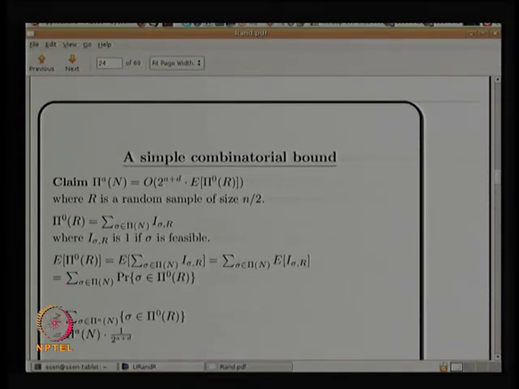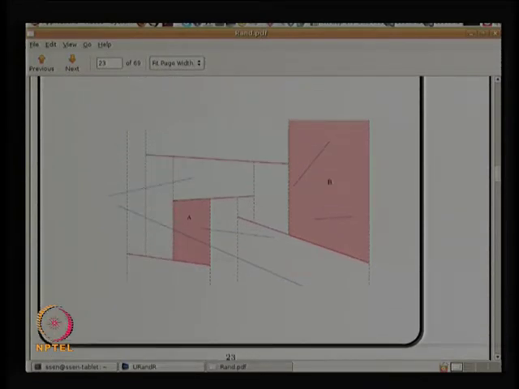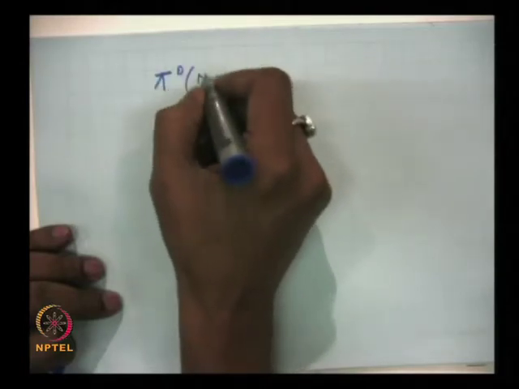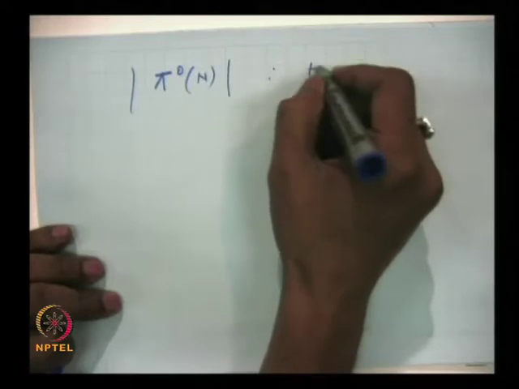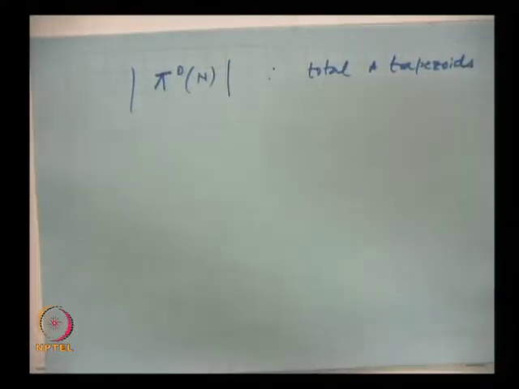Okay, so let me just give you a very nice illustration of how a random sample can be used to prove a combinatorial bound. I am not even talking about algorithms now. Suppose I was interested to count how many. This happens to be a very important combinatorial problem. In the case of trapezoids, you can look at this quantity pi 0 of n. What is the size of this? That is the total number of trapezoids, right? This is empty trapezoids, right?